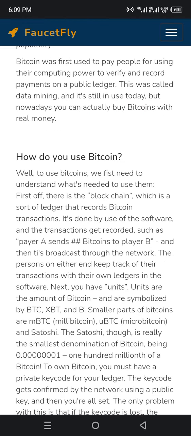The persons on either end keep track of the transaction with their own ledgers in the software. Next, you have units. Units are the amount of Bitcoin, which are symbolized by BTC or XBT or B. Smaller parts of Bitcoin are mBTC, which is millibitcoin, or Satoshi. You can say Satoshi or uBTC, micro Bitcoin.